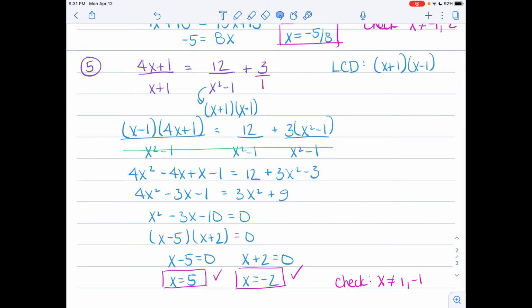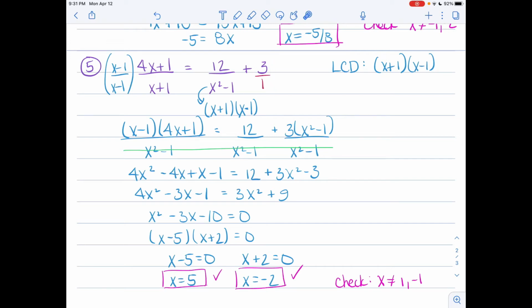All right, let's go ahead and walk through this. So for the first one of our expressions, I have an x plus 1, but I need an x minus 1. So I'm going to multiply top and bottom by x minus 1. The second one, well, I already have both pieces. I have x plus 1 and x minus 1, so that doesn't need to get multiplied by anything.